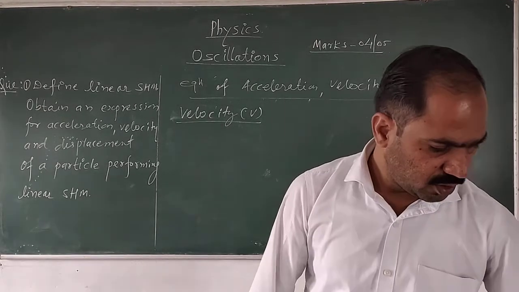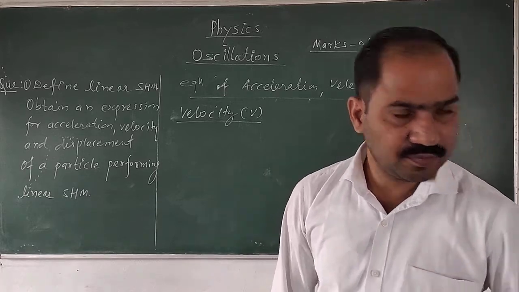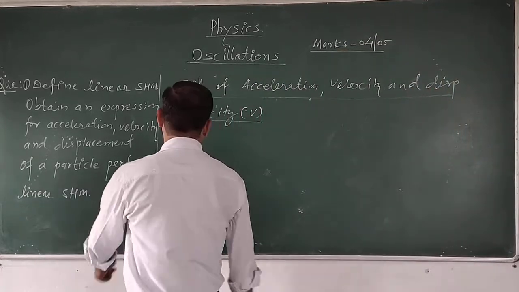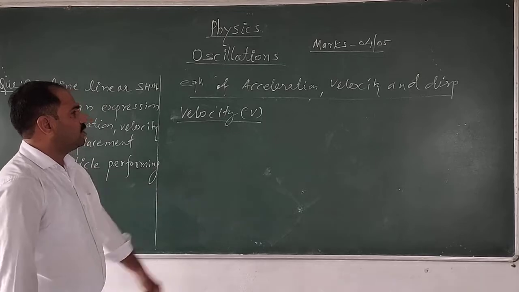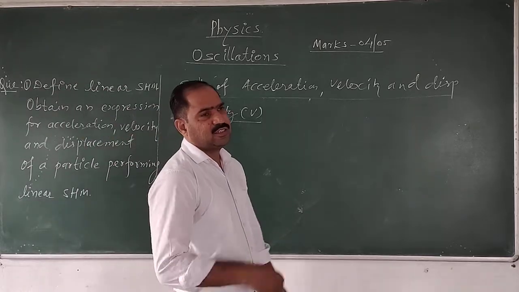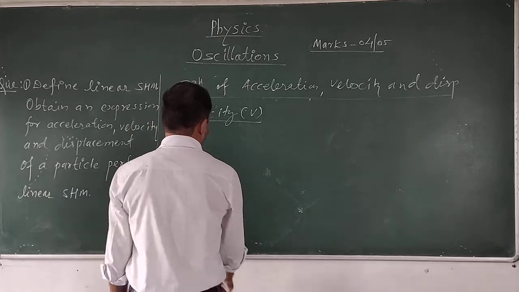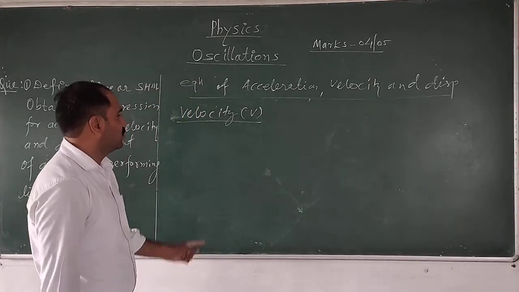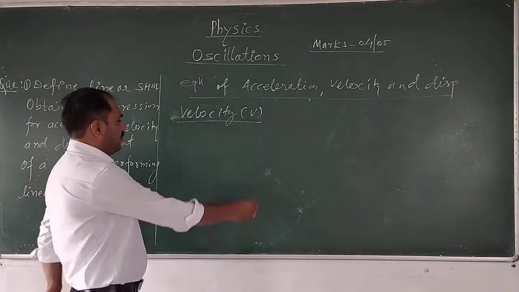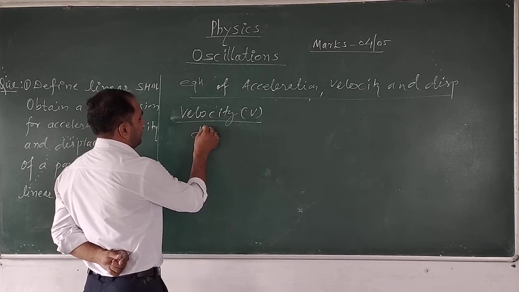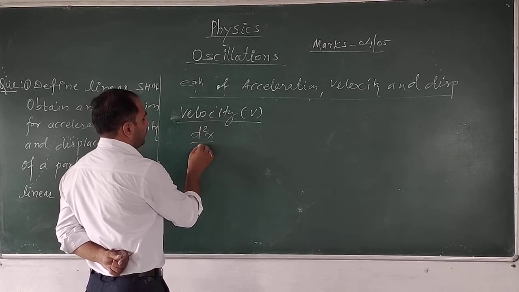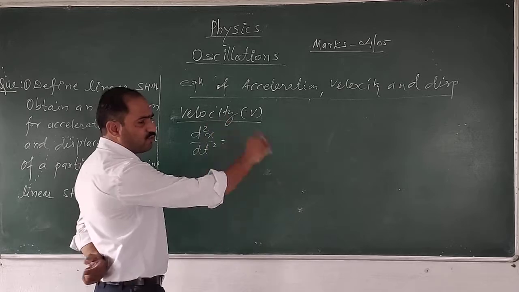Dear student, now we have to see here the expression of the velocity. We have to derive the velocity. In the last video, we derived that the acceleration is equal to minus omega square x. For the velocity, we have that acceleration, d2x upon dt square, is equal to what?